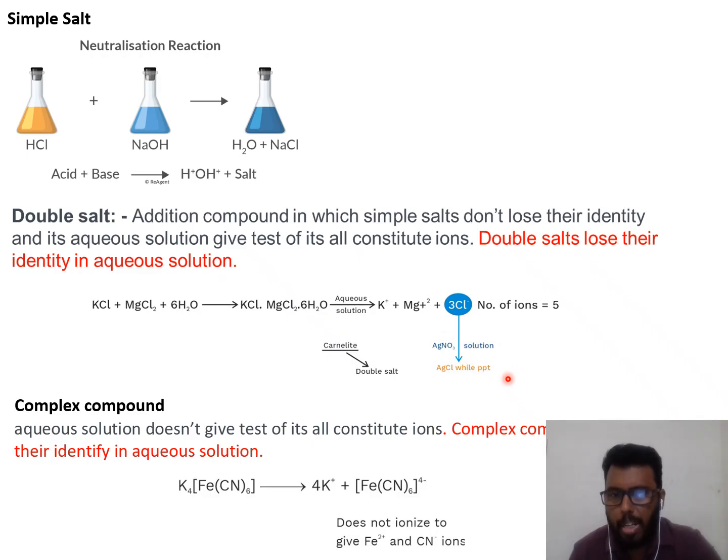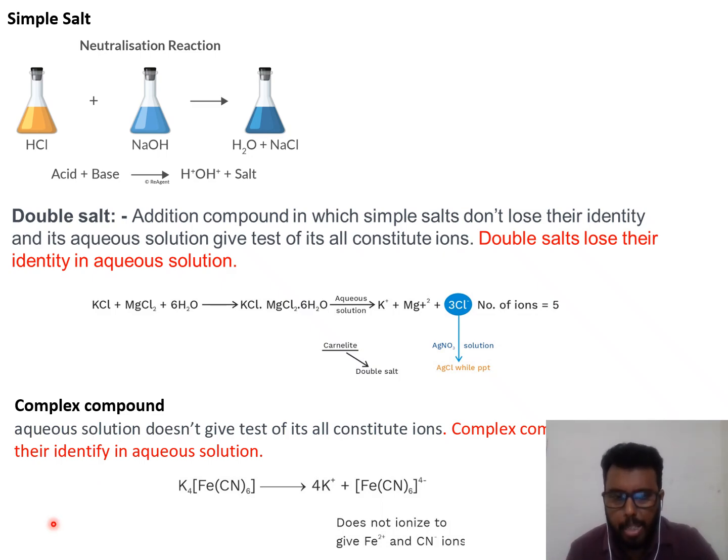And when you add silver nitrate to the solution, it will precipitate silver chloride, because chloride ions, as you know, will react with silver nitrate and form silver chloride. This is how a double salt will dissolve and dissociate in water. And now let's move on to the complex compound.